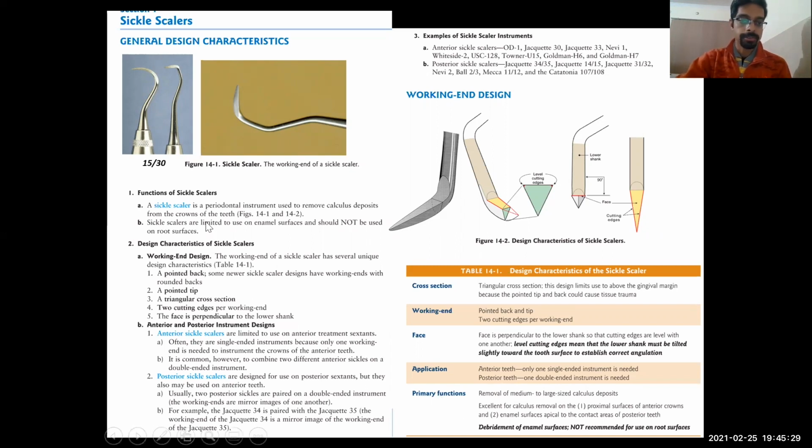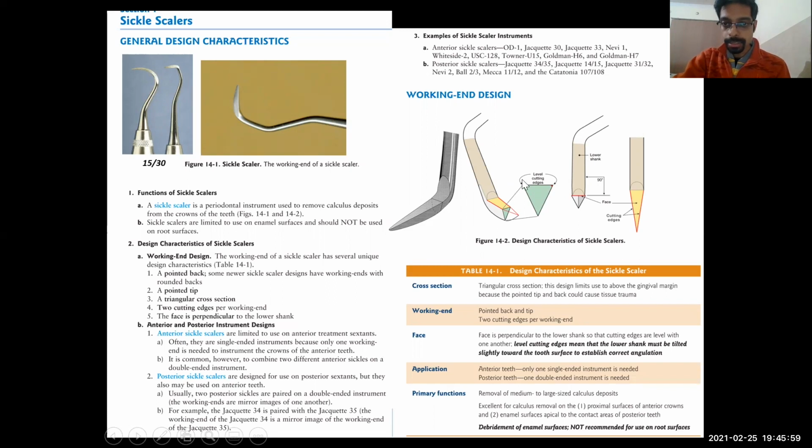Now what are the functions of the scaler? I have told it. Now, working design. We'll understand the working design from the picture. The working end of the scaler. First of all, you have to remember that the tip is pointed. The cross section of the working end, that is, if you cut the instrument from here, this green portion is the cross section. Inverted triangle is the cross section shape of the scaler.